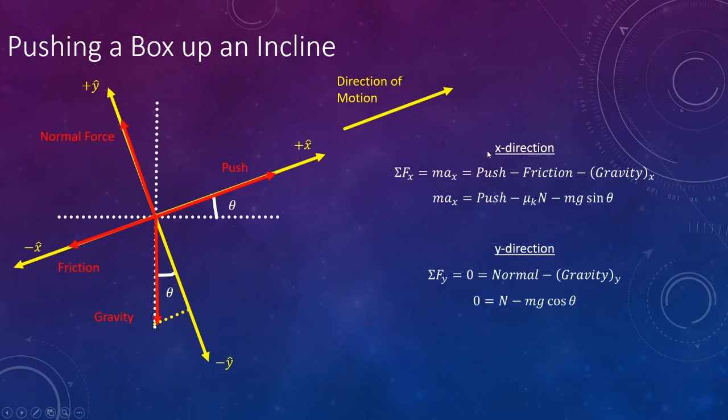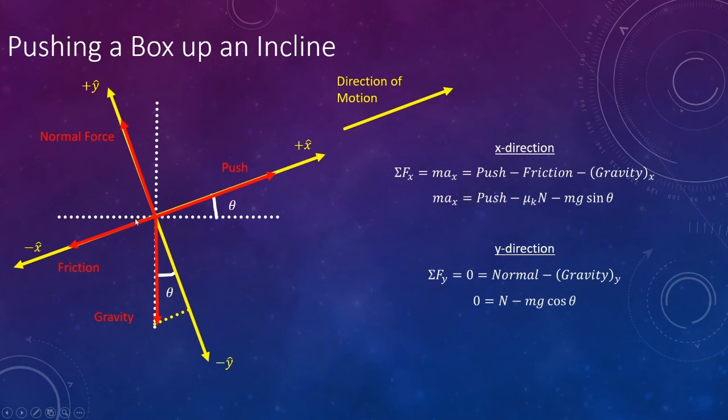So let's start with the x direction. Our x direction is plus x going up the incline, minus x going down the incline. And we don't know what the acceleration is along the incline, so we'll leave that as an unknown. We're pushing up the incline, and the direction of motion is up, so friction is going to go down. And gravity, even though it's acting vertically downwards, has an x component in this rotated coordinate system.